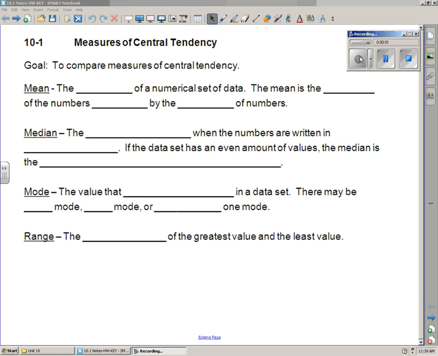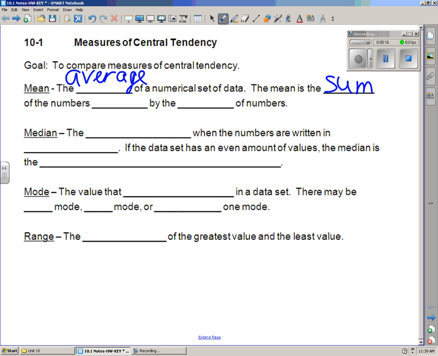So for today's lesson, we'll talk about the measures of central tendency, and the mean is going to be the average of a numerical set of data. The mean is always going to be the sum of all the numbers divided by the total amount of numbers.